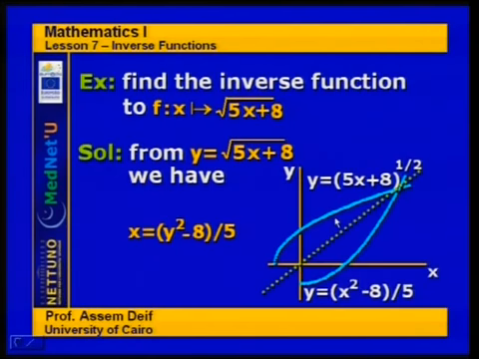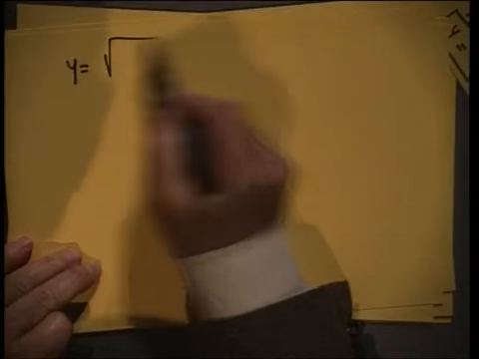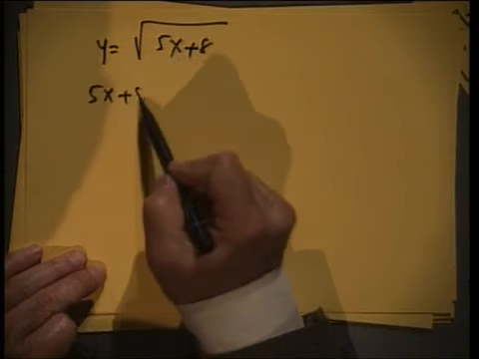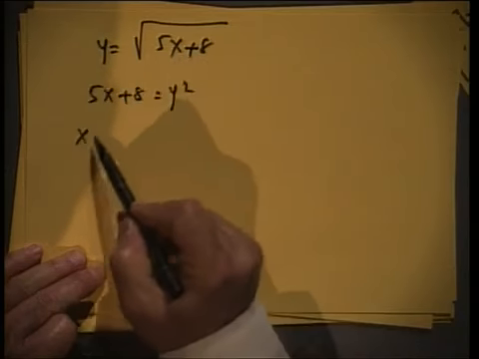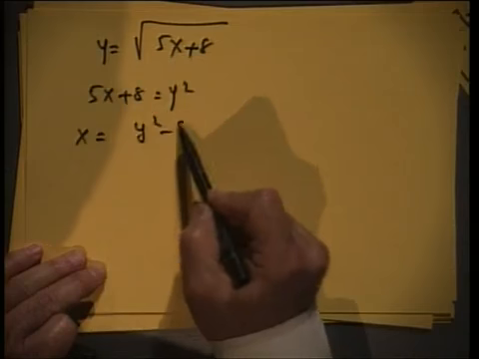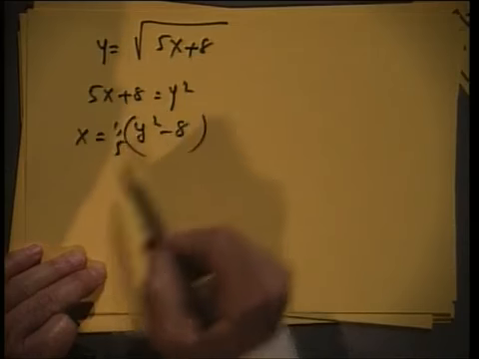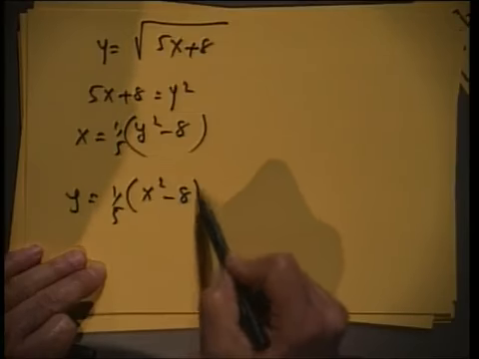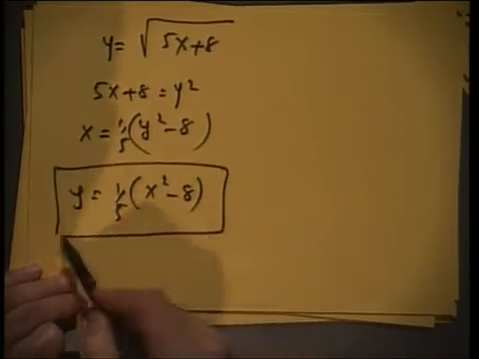Now find the inverse function of f of x is equal to square root of 5x plus 8. Now what we do is that we have to solve x for y. So you have here y is equal to square root of 5x plus 8. So you get 5x plus 8 is equal to y square. So x directly is equal to what? y square minus 8 divided by 5. So the inverse, you can write it better in this way, (x square minus 8) over 5. And this is the inverse function.